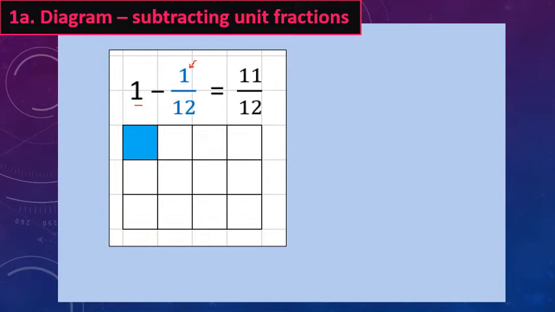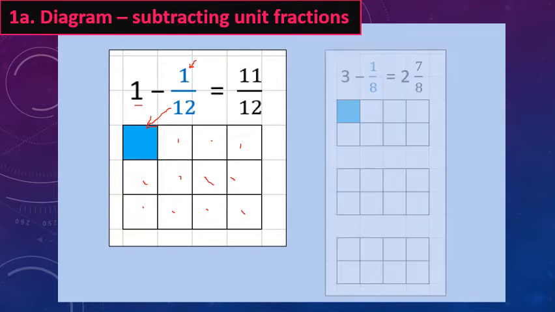So here I've used columns and rows, or an array. I've got 3 rows of 4, or 4 columns of 3, to make 12, and I've shaded one of those blue. So that's the subtracted part, and what's left over is 1, 2, 3, 4, 5, 6, 7, 8, 9, 10, 11, 12. And that shows subtracting a unit fraction from a whole number in a diagram.